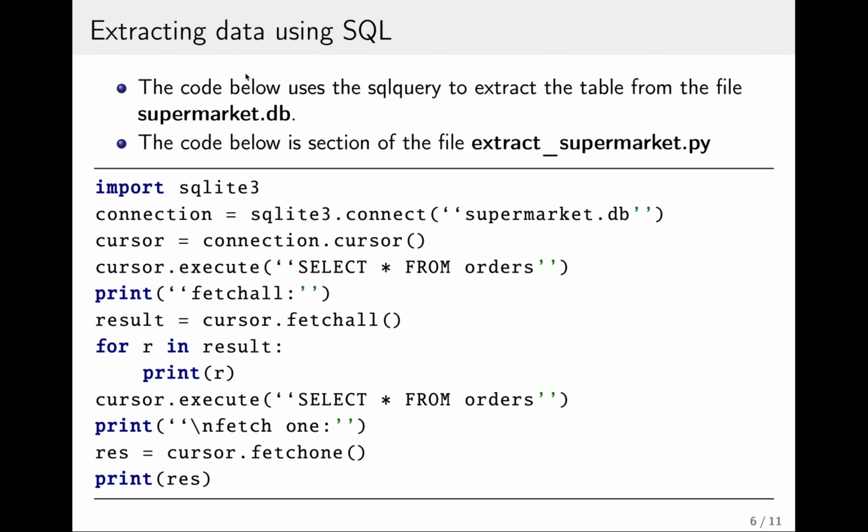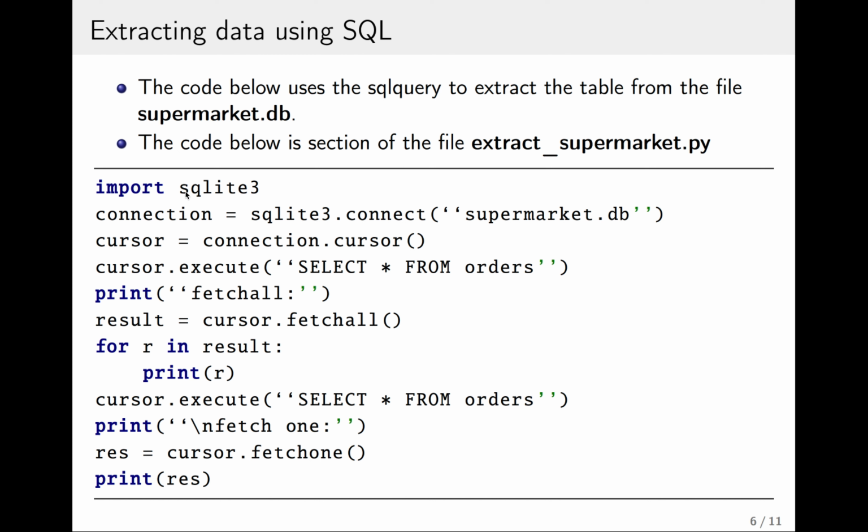Okay, so all this example will be on the DLE. We have an SQL file called supermarket.db, and then there's an example script on the DLE called extract_supermarket.py. The bit I want to first focus on is the actual SQL command, which is select star from orders. So supermarket.db is a file and it contains a database in SQLite format. There's a table called orders in it, and select star from orders means select all columns and rows, or the contents of all columns from the orders table.